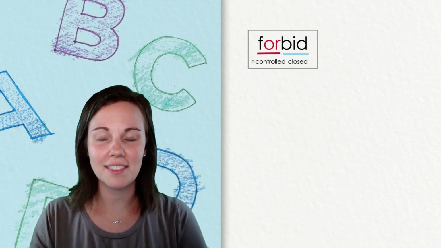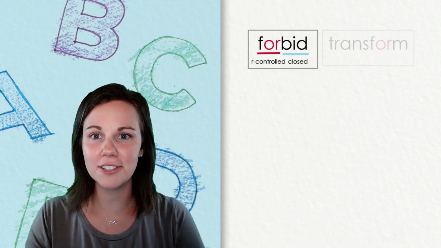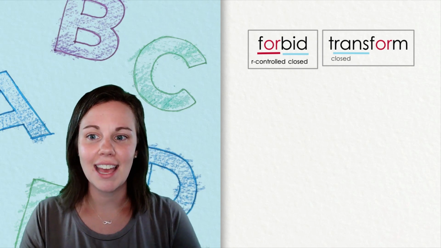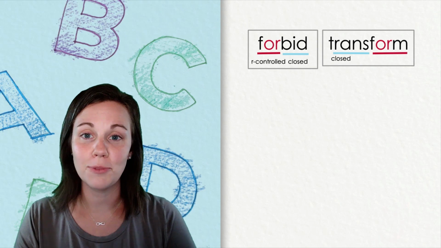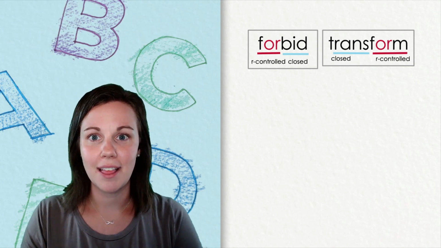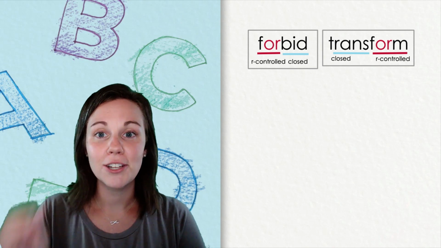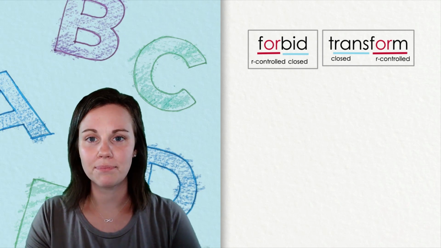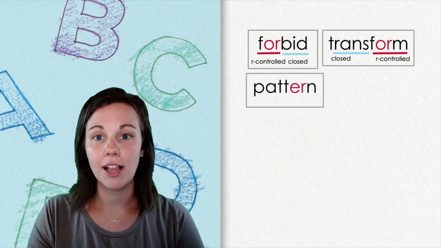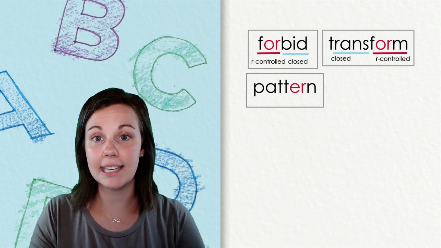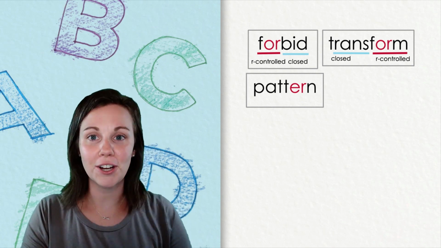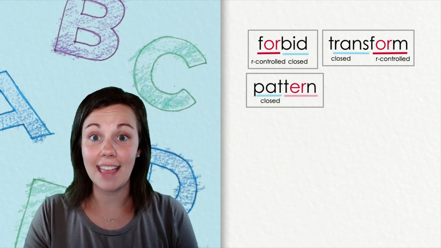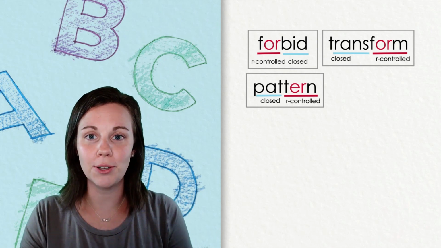Forbid. Let's try the next one together. Here's the word. There's our first syllable, which is closed again. And our second syllable, which has that R-controlled sound. That word says transform. Transform. Nice job. I want you to try this one. Look at that R-controlled sound. ER says... The first syllable is closed, and that second syllable is R-controlled.